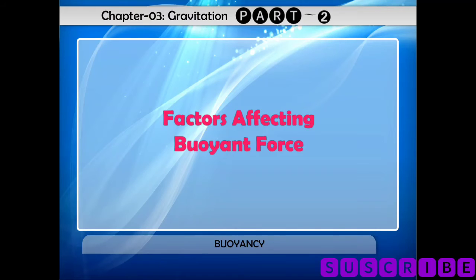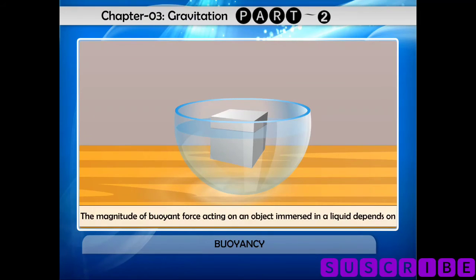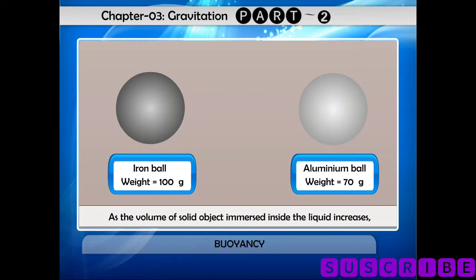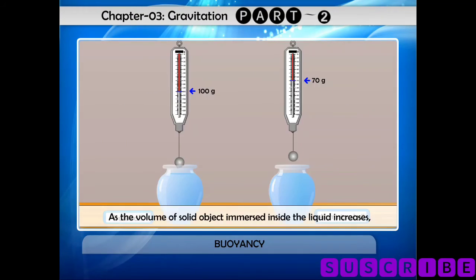Factors affecting buoyant force. The magnitude of buoyant force acting on an object immersed in a liquid depends on volume of object immersed in the liquid. As the volume of solid object immersed inside the liquid increases, the upward buoyant force also increases, and when the object is completely immersed in the liquid, the buoyant force becomes the maximum and remains constant.